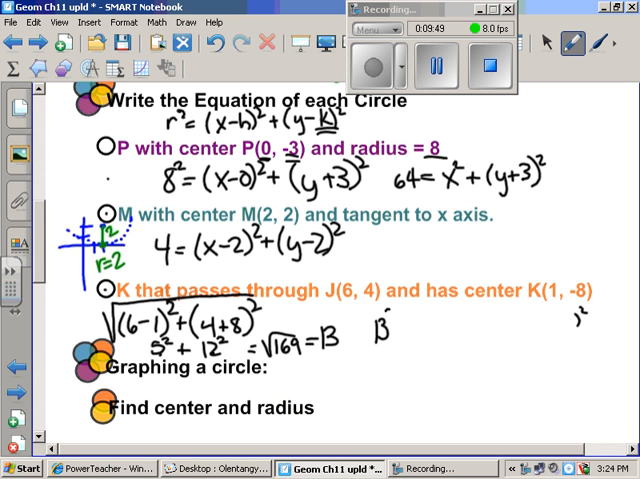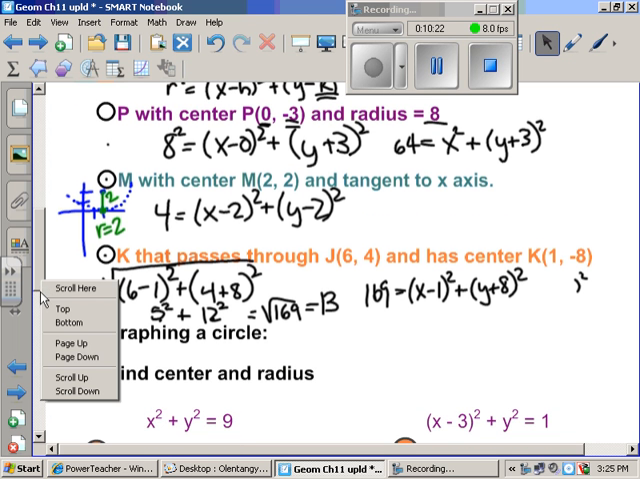13 squared is equal to (x minus h) squared plus (y minus k) squared, and minus the negative 8 is plus 8. Again, the only thing I can clean up for this one is the 13 squared, which is 169. So 169 is equal to (x minus 1) squared plus (y plus 8) squared.